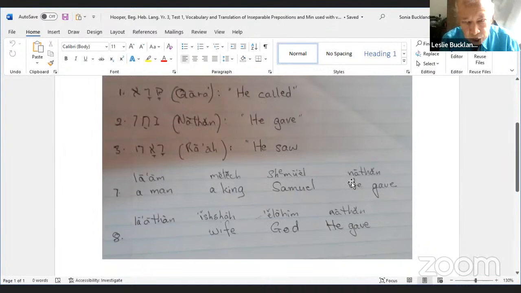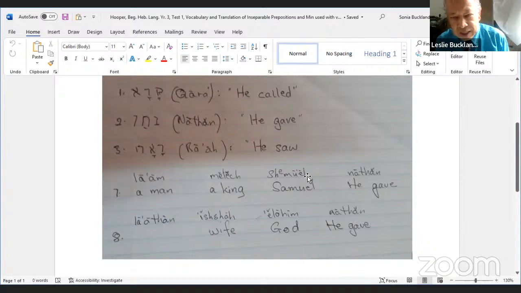First of all, what I want you to notice, I've already said that before in a previous lesson, is that the normal word order or the normal arrangement of words in a sentence is that you have the verb coming first, and after the verb, you have the noun. So the person who is carrying out the action expressed by the verb comes after the verb. In this case, Shemuel or Samuel.